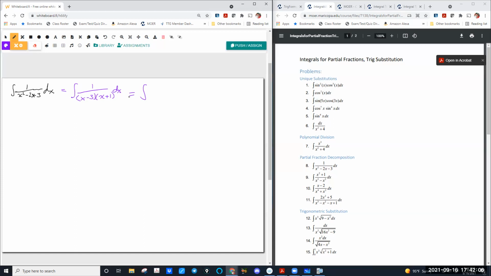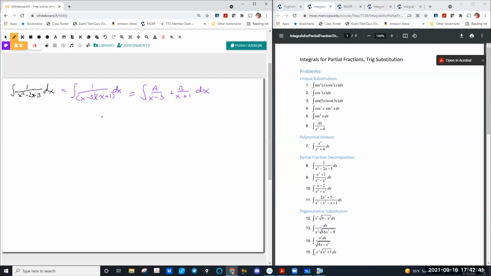And what we typically do, what's the convention that you saw in the online lesson? We use capital letters. We start with A and work our way through the alphabet. So what is that going to look like? I have A over x minus 3 plus B over x plus 1, dx. So this is where the method of partial fractions gets interesting. Our goal now becomes to find A and B and then do our integral from there. How do we do that?